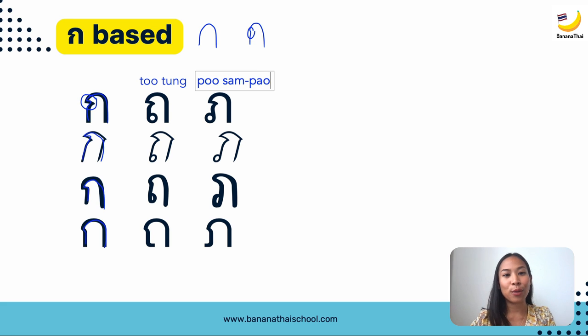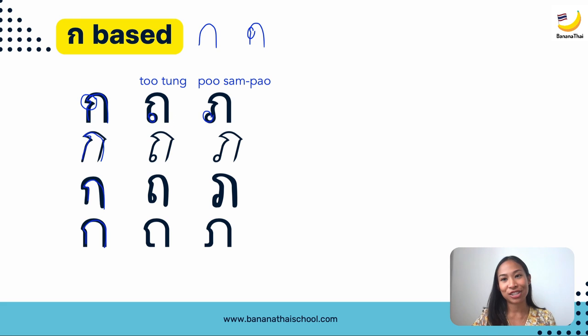ท้อถุง, พอสัมเภา. The thing is, all of them share the base of กอไก่, but then take a look here. The key is that there is a head here and a head here, but the heads are on a different side. So, second tip for you: not only the base but also the main key. For example, กอไก่ has a mouth without a head, ท้อถุง and พอสัมเภา have a head, but then you have to take a look at which direction the head is on.